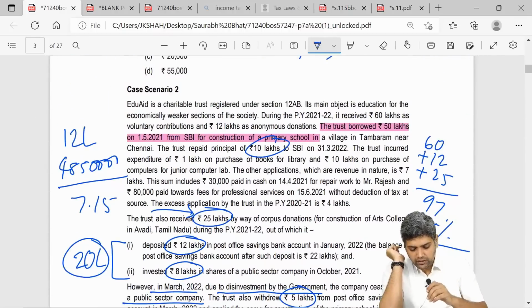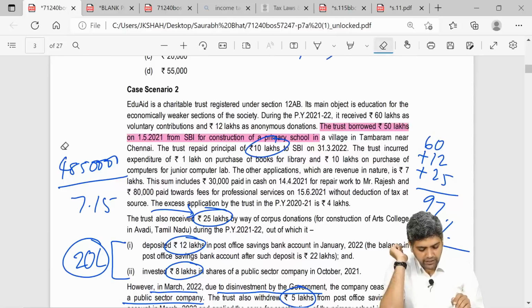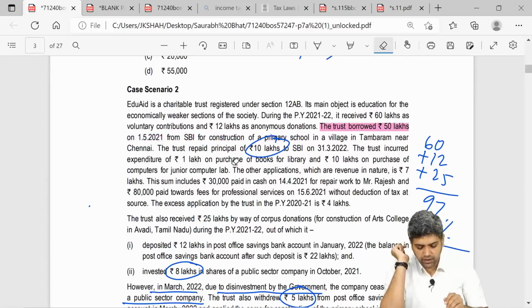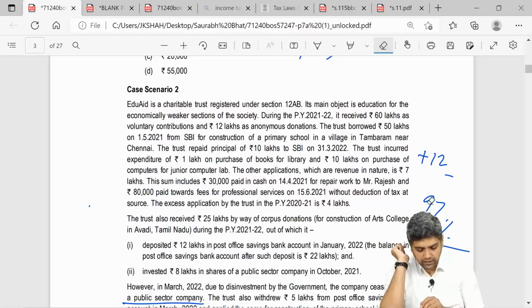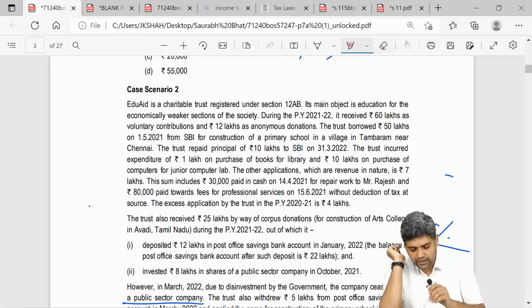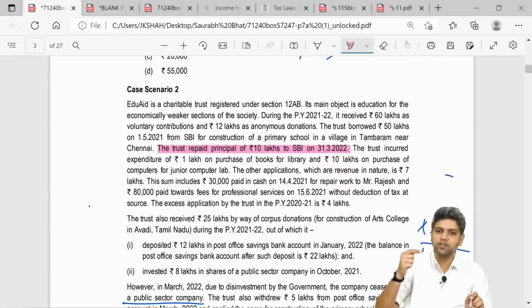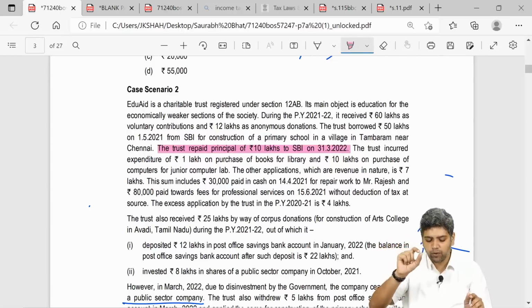In the question, they tell us in the first line that it's a registered charitable trust which helps economically weaker sections. They have received voluntary contributions and anonymous donations, that's fine. Then they told us that 10 lakh rupees is repaid to SBI, that forms part of my construction of school application of income, 27 lakhs, which I just computed.